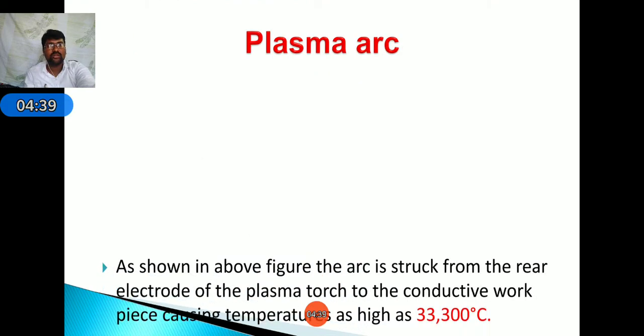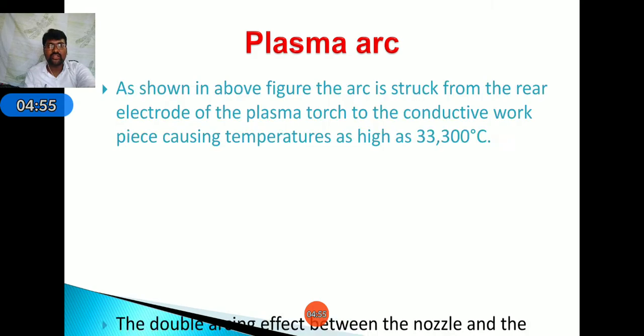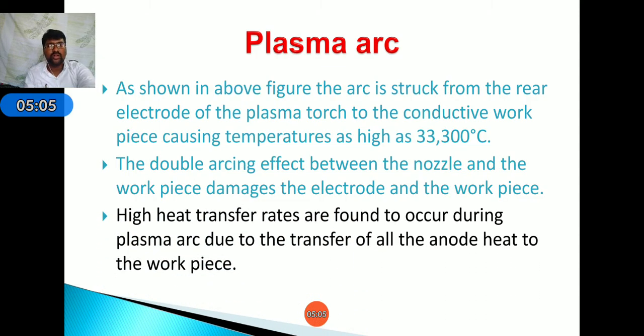Next, plasma arc. As shown in the figure, the arc is struck between the rear electrode of the plasma torch and the conductive workpiece, causing a temperature as high as 33,000 degrees centigrade. The double arcing effect between the nozzle and the workpiece can damage the electrode and the workpiece also. High heat transfer rates occur during the plasma arc due to the transfer of all the anode heat to the workpiece.